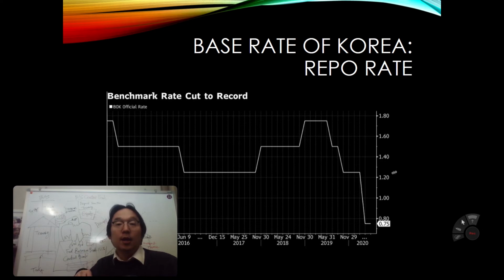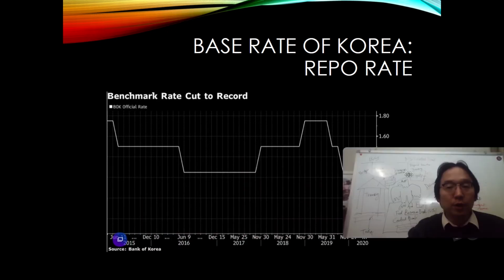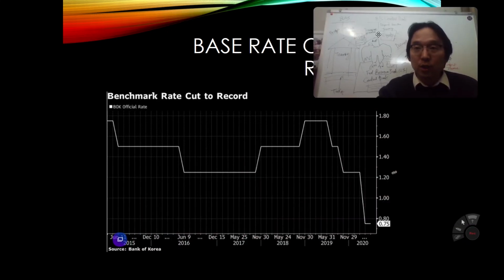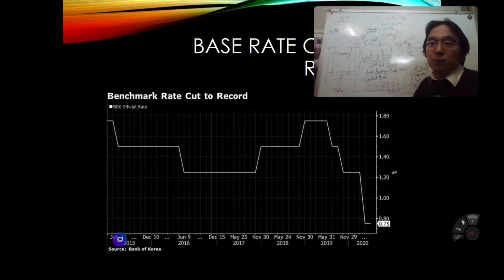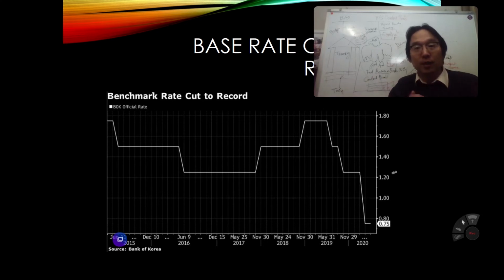The other day, as you see in this graph, the benchmark rate cut to a record low was reported in a newspaper. And this base rate in Korea is kind of different from the Fed funds rate. This is more like a repo rate, something called a repurchase agreement, that's going to be part of your homework later on. What is the repo rate, the repurchase agreement? That rate is determined by the central bank in Korea.